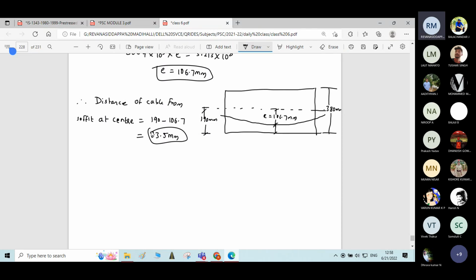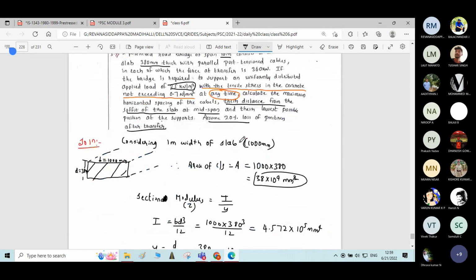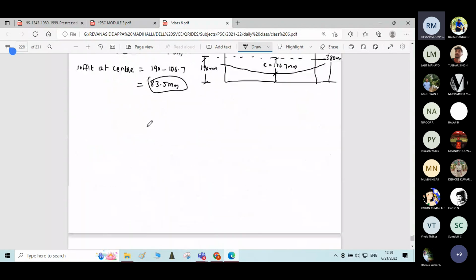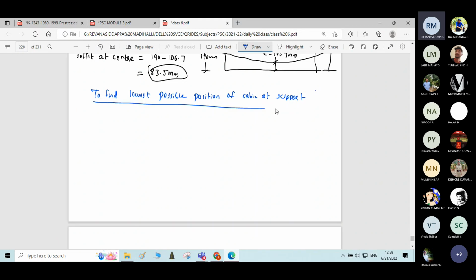Then one more question. And their lowest possible position at the supports. Here you write to find lowest possible position of cable at support. Lowest possible position of cable at support.